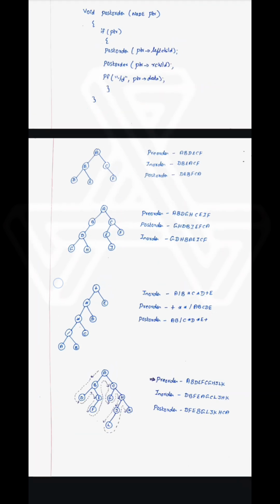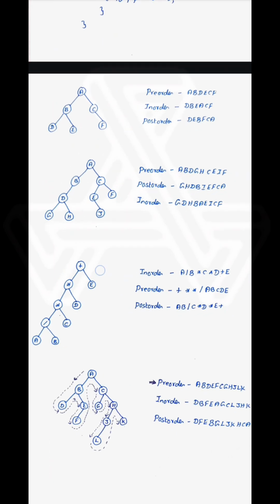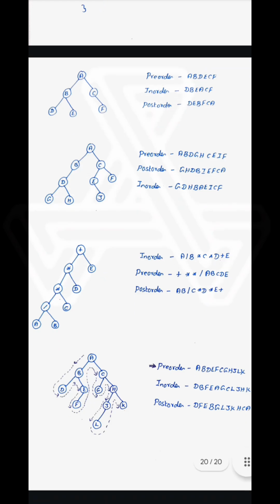And for this tree, if you observe carefully, you will see the preorder traversal will be root node first, that is A, then it goes to left, B, D, G, H, then it comes to C, E, J, F. Then postorder will be G, H, D, B, then again here it is I, E, F, C, A. Inorder will be G, D, H, B, A, C, E, J, F, or E, J, C, F. This will be the inorder.